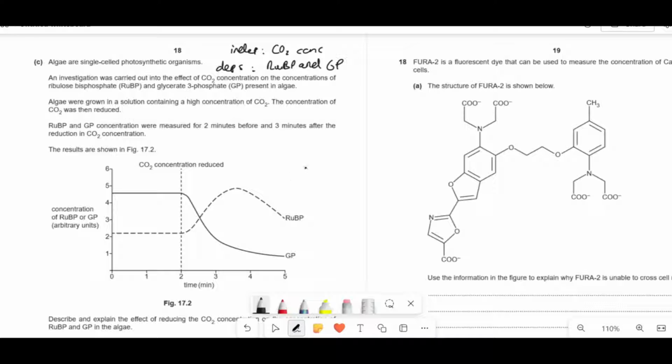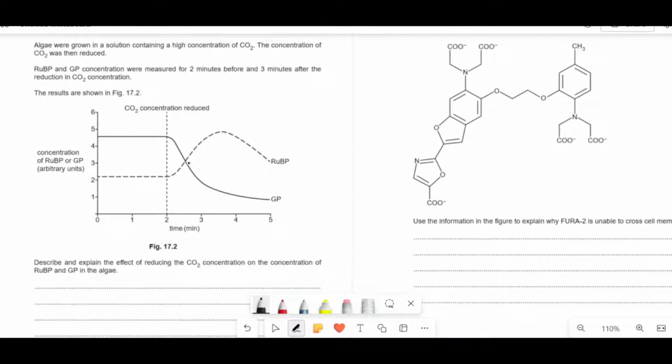So algae were grown in a solution containing a high concentration of CO2, and then they reduced it slowly, and then they looked at the RuBP and GP concentration for 2 minutes before and 3 minutes after the reduction of the CO2 concentration. The results are shown here. Fine. So again, one by one, look at each line and just make sense of what's happening. So in the first 2 minutes, before they've done anything, what do we see? If you look line by line, this is GP. The concentration of GP is constant, and then once they reduce the CO2, it seems to drop. And then RuBP is constant, and then once they reduce the CO2, it goes up.